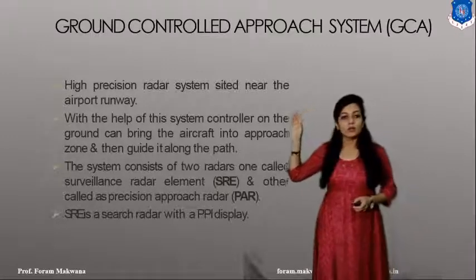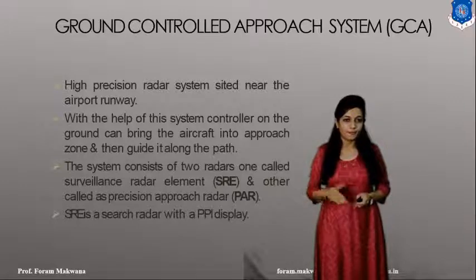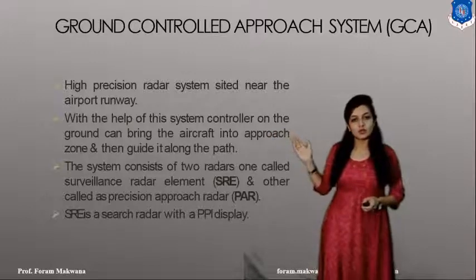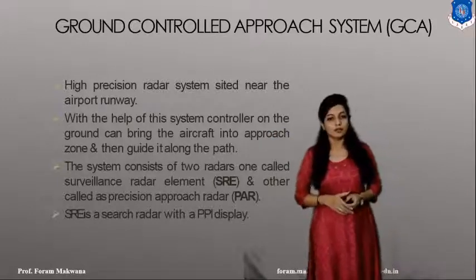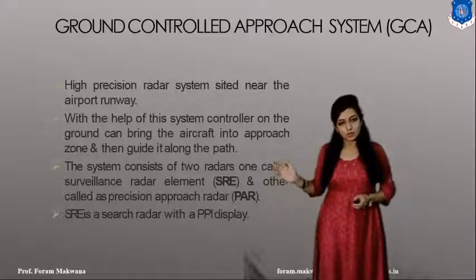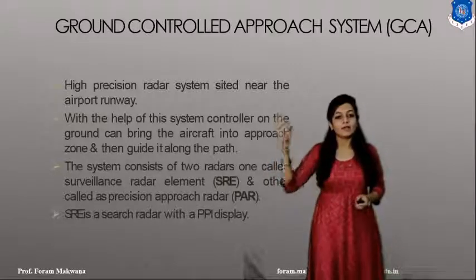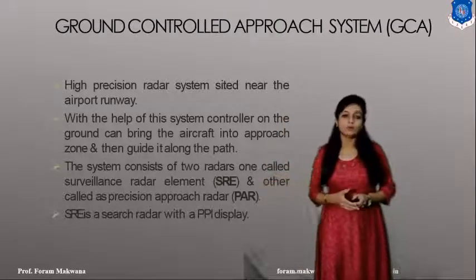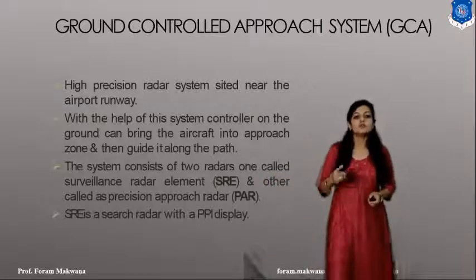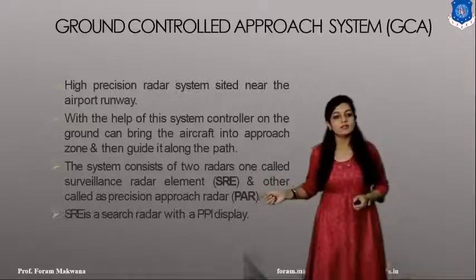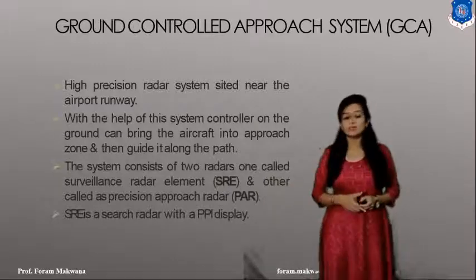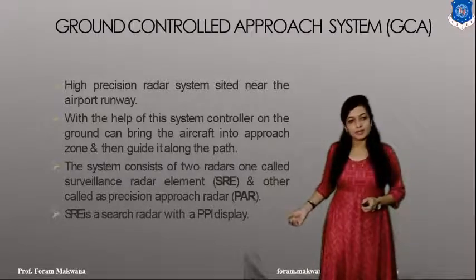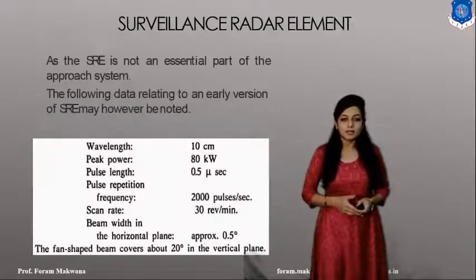Next is ground control approach system, in which the high precision radar system is going to be sited near the airport runway, right? So with the help of this system, controller on the ground can bring the aircraft into approach zone, and then we are able to guide it along with the path. So the system consists of 2 radars. One is called the surveillance radar element and another one is called the precision approach radar. So the surveillance radar element is basically a radar with the PPI display, right?